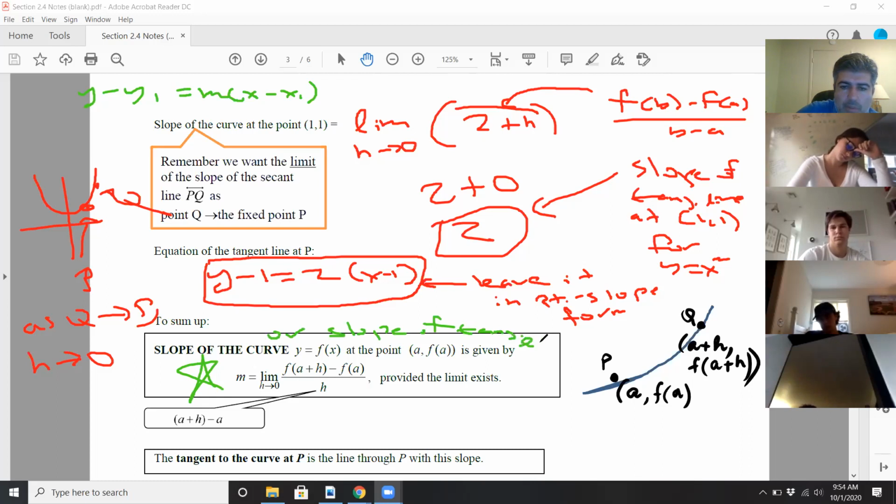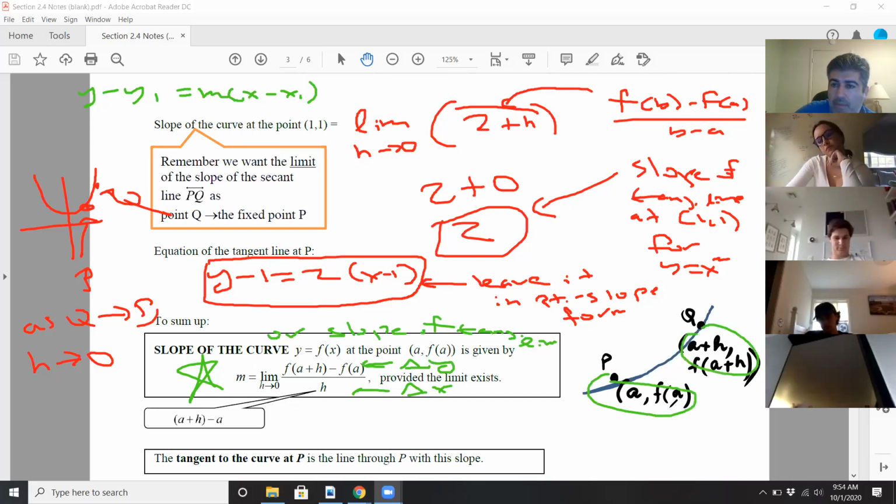And just so you know, that's a change in y. That's a change in x. Remember, you have 2 points here. You have this right here and this right here. A comma f of a is point P. A plus h comma f of a plus h.